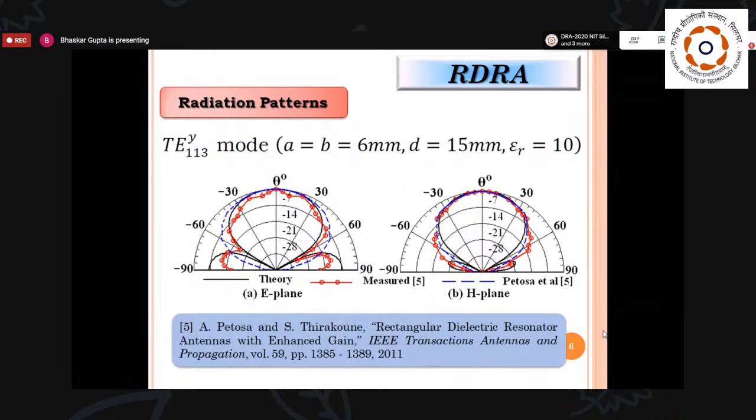Interestingly, the measured data shows much better agreement with our theory than Petosa's theory, because they made the same mistake, and because one mistake was being propagated till we corrected it. I'm not going into the detail. I refer you to that paper as shown here. But you can as well notice how the side lobes could be obtained using our theory only, neither by Petosa nor by anyone else.